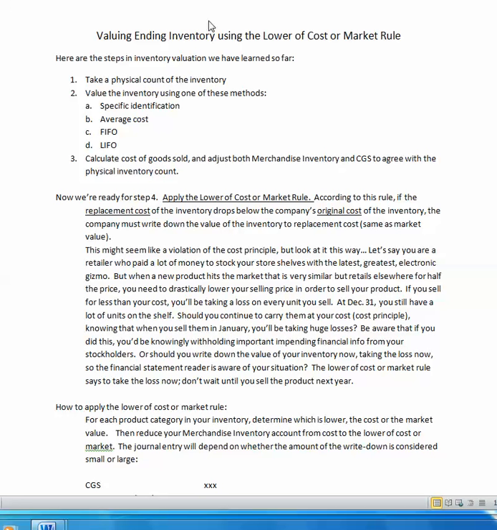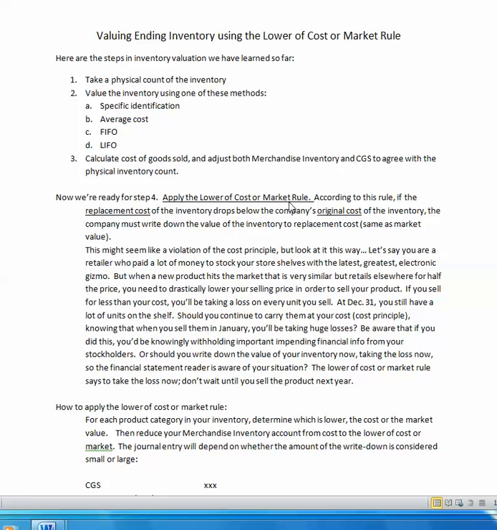At the end of the accounting period, after you take a physical count of the inventory, and then you value those units using the methods that we described in the last couple of study objectives, the very last thing you do after you've counted and valued the inventory is to compare the cost of your inventory that you just determined up here with how much it would cost to replace that inventory today. And you need to apply what's called the lower of cost or market rule.